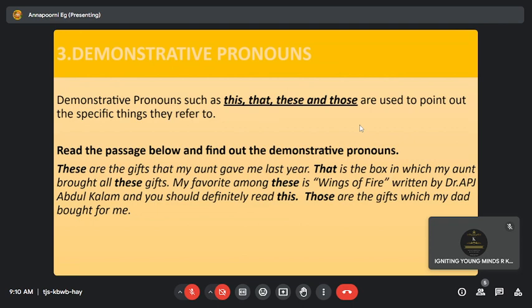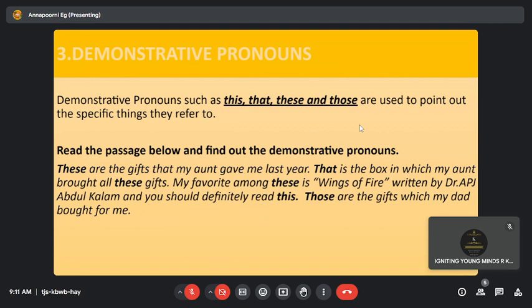Those are the gifts which my dad bought for me. Okay, so my dad also bought some gifts for me, and those are those gifts. Those are the gifts. Okay, so they are placed far away. Okay, so this is how you have to understand the difference between this, that, these, and those.